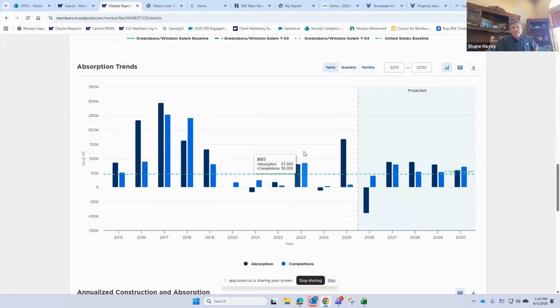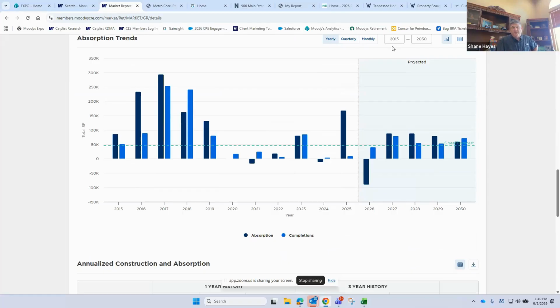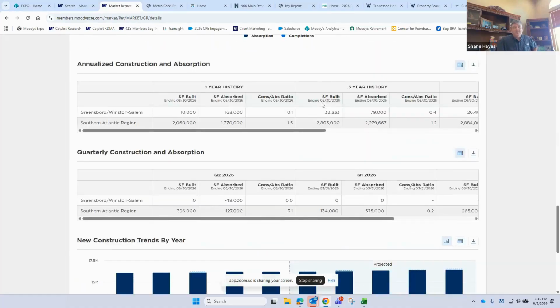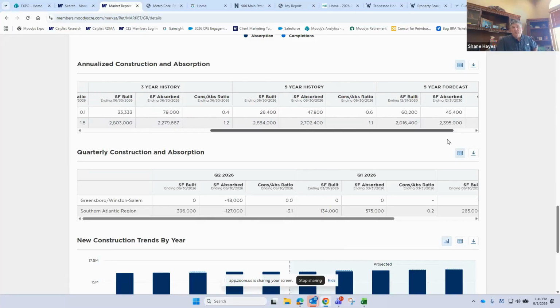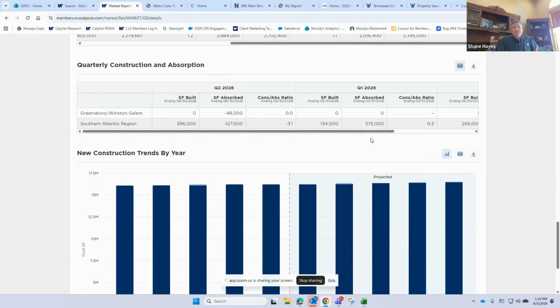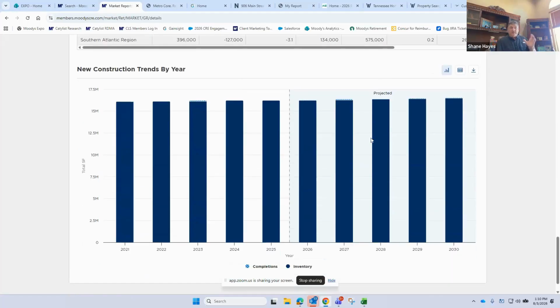You have absorption trends. Again, you can change these numbers up here. You can download all this information specifically from this one particular section. Then you have construction information that you can look at from a 1, 3, and a 5-year history. So you just scroll across to get to 5. And then quarterly construction and absorption, and then new construction. Now we do have an entire section of new construction.